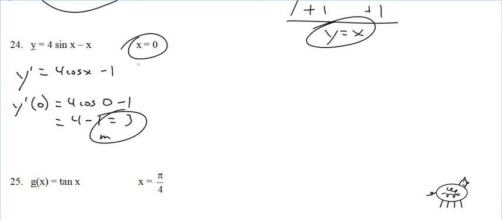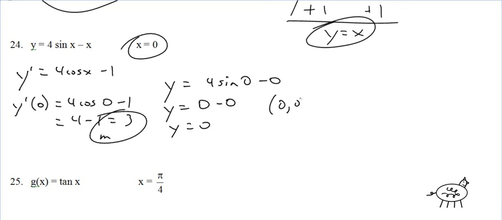And at x equals 0, what's my y value? 4 times sine of 0 minus 0. Sine of 0 is 0, so it's 0 minus 0. So y is equal to 0. So my coordinate is (0, 0), and my slope is 3.